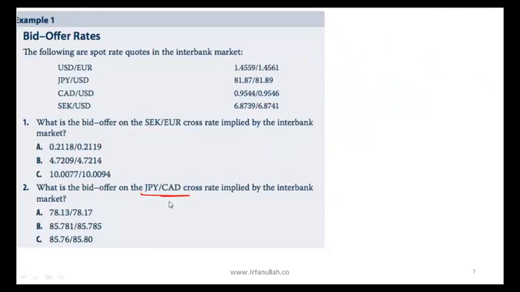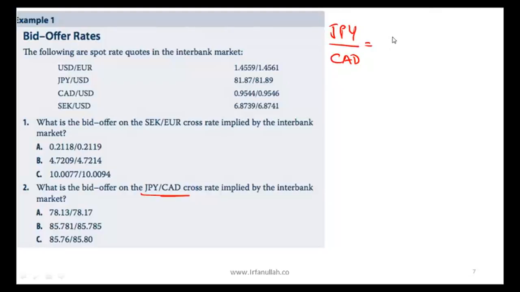Japanese yen to Canadian dollars. Let me see if you can figure this out. It's not that simple. There's a trick here. One advantage of these videos is you can see the questionnaire and do it and then compare the answer with the curriculum. What are we trying to do? We are doing Japanese yen divided by Canadian dollars. What is this?